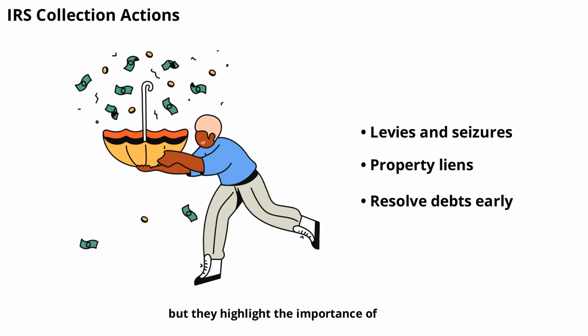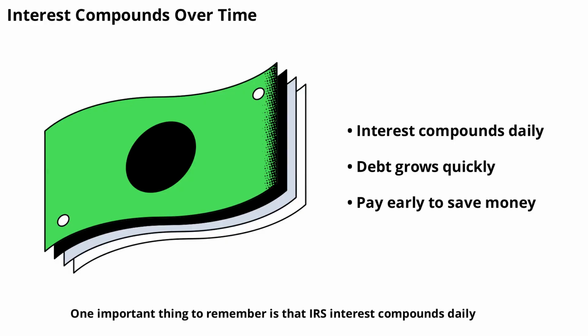These actions are a last resort, but they highlight the importance of resolving tax debts as soon as possible. One important thing to remember is that IRS interest compounds daily. This means the longer you wait to pay, the faster your debt grows. Even small amounts can balloon into large balances if left unpaid. Addressing tax debts quickly can save you a significant amount in the long run.